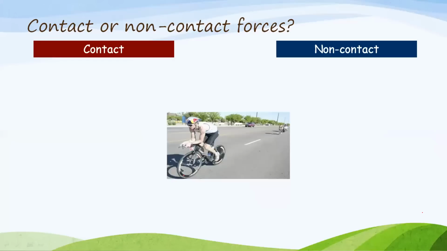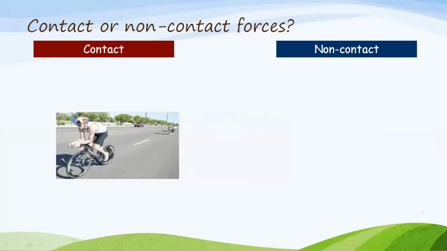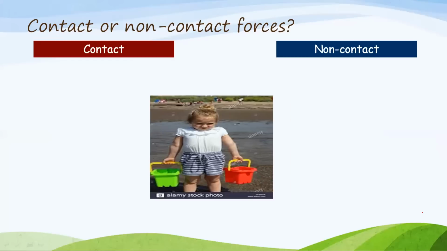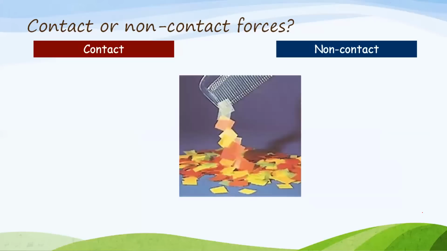A man is pedaling a bicycle. He is applying the force on the bicycle. He can't do this without having a direct contact. So it is an example of contact force. Now you can see a girl is holding two buckets of water. For this also, she has to touch the buckets, which means it will come under the category of contact force. Now let us look into another example.